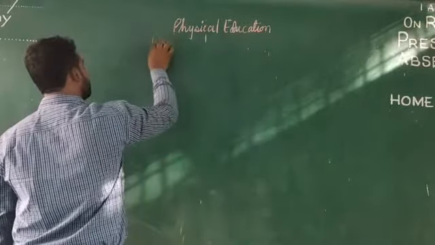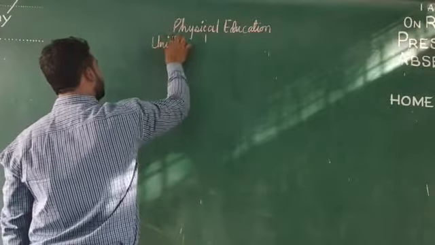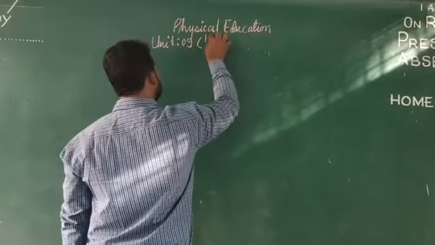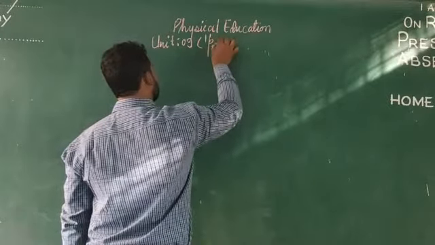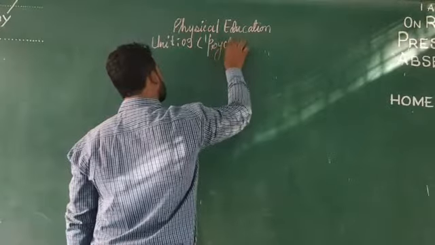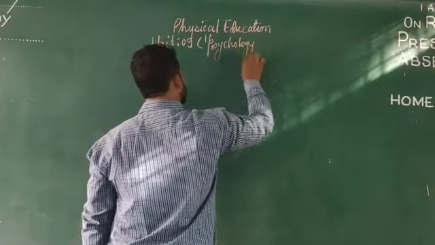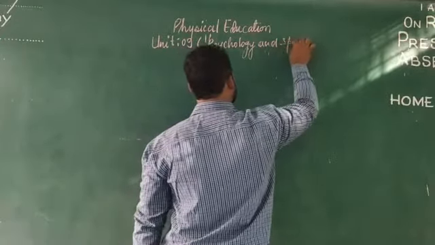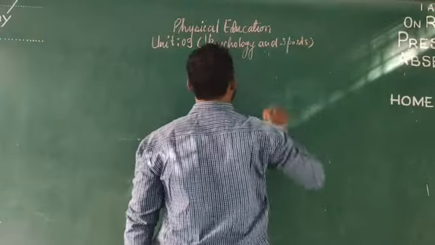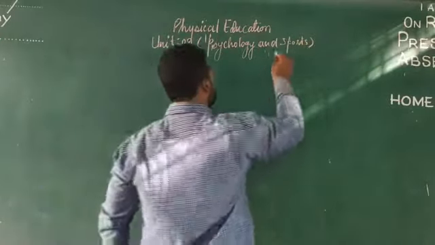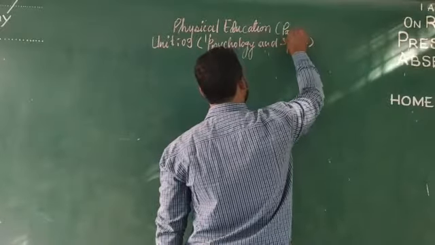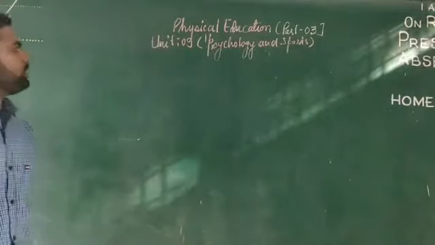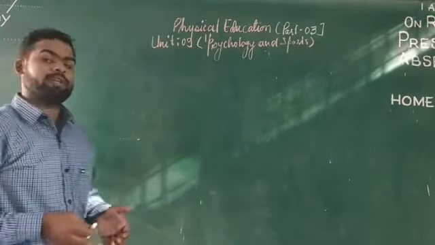This is unit 9 we are going on with. The name of unit 9 is psychology and sports. In this chapter, we need to keep so many things in mind, right? This is part 3 of this chapter, right, students? So we are beginning with part 3 of psychology and sports.